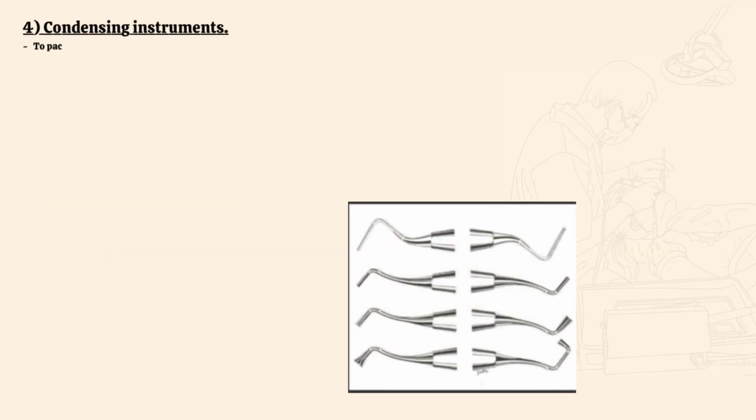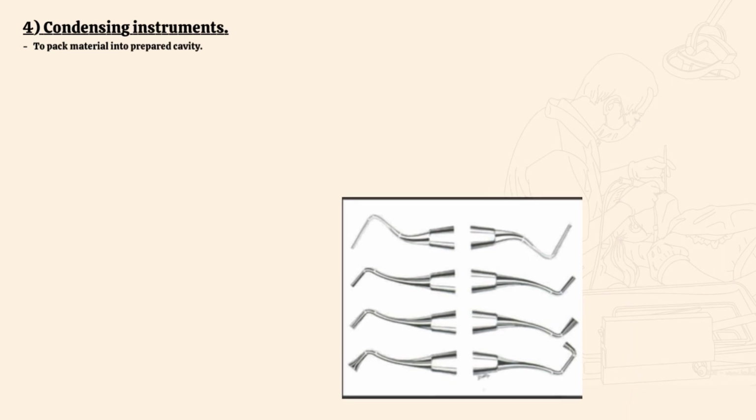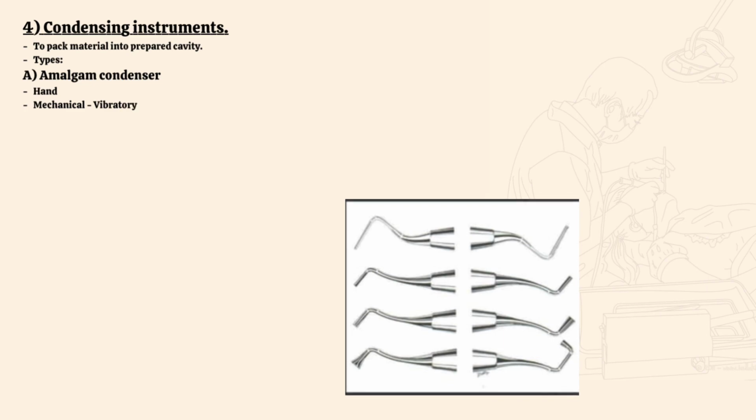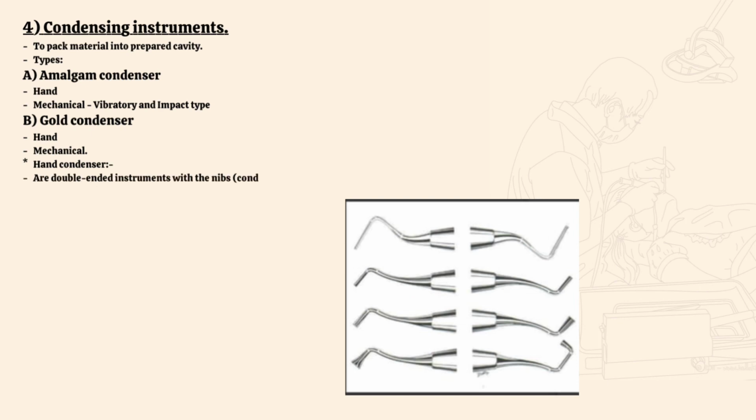4. Condensing instruments, to pack material into the prepared cavity. Types: A. Amalgam condenser: hand mechanical, vibratory and impact type. B. Gold condenser: hand mechanical. Hand condensers are double-ended instruments with nibs, the condensing tips, coming in different sizes and shapes.